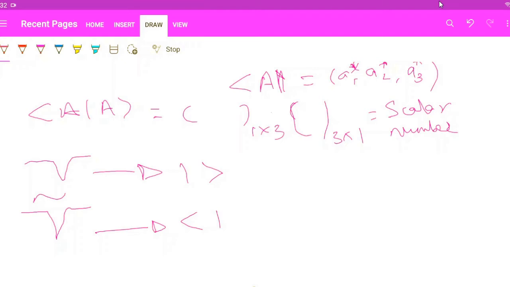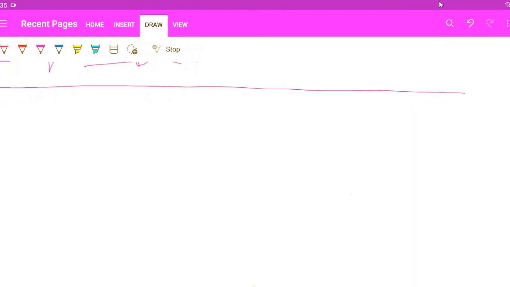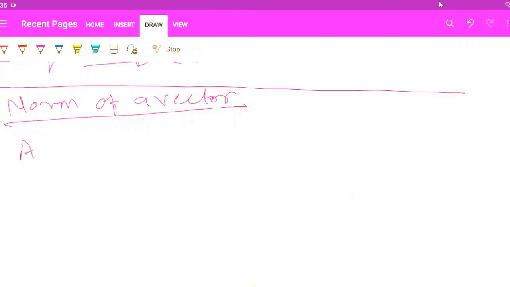We are going to discuss this particular thing using some problems, but before that let me discuss some of the properties related to this inner product. The correlated property we are going to discuss is the norm of a vector. In Euclidean space, if I take an inner product of A with A itself, and take the root of that, this is known as the length of a vector A.